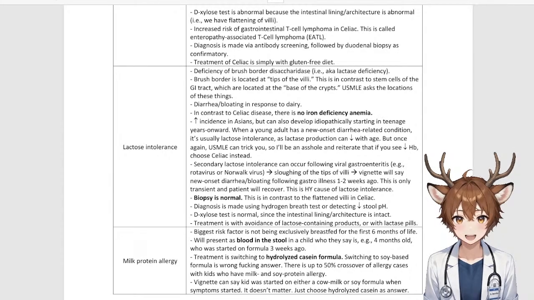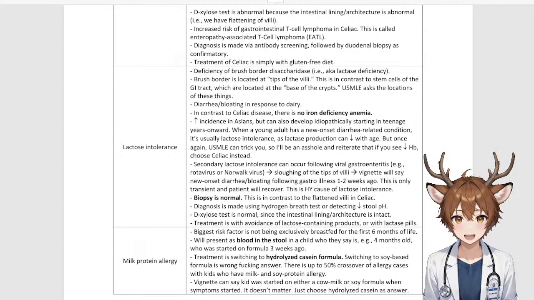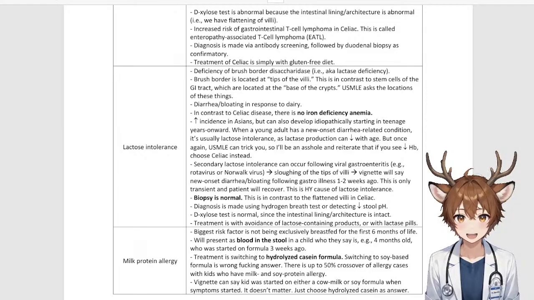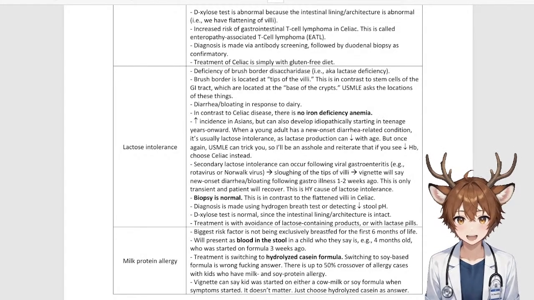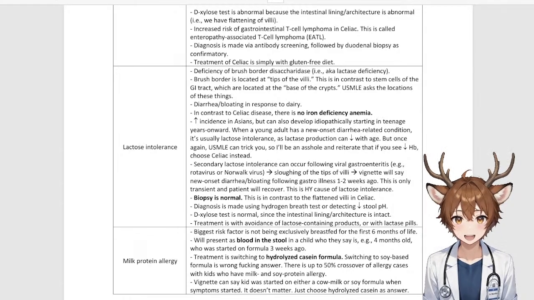Lactose intolerance. Deficiency of the brush border disaccharidase, aka lactase deficiency. The brush border is located at the tips of the villi. This is in contrast to the stem cells of the GI tract, which are located at the base of the crypts. USMLE asks the locations of these things. It presents as diarrhea/bloating in response to dairy.